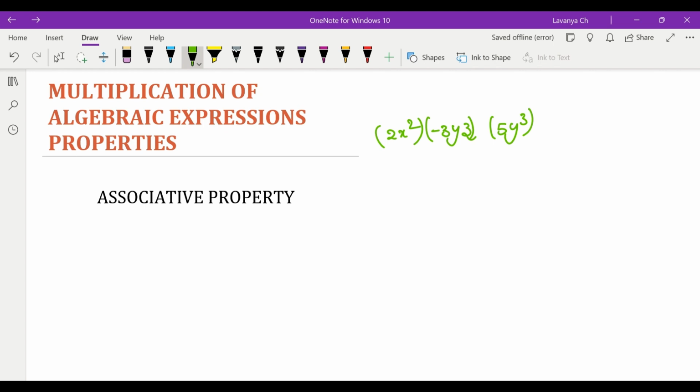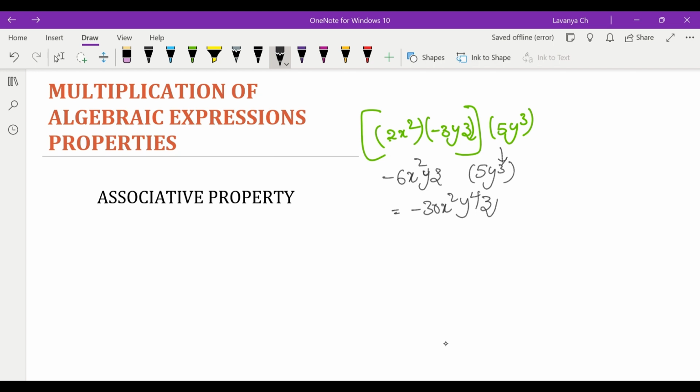For that, we have to initially perform multiplication on two polynomials, the result of which has to be multiplied with the third polynomial. Initially, we will consider these two polynomials. 2 into minus 3 is minus 6, x square as it is, and yz. This result has to be multiplied with the third polynomial, that is 5y cube. Minus 6 into 5 is minus 30, x square as it is, and y: we have y power 1 here and y cube. Add the powers, 1 plus 3 is 4, and z.